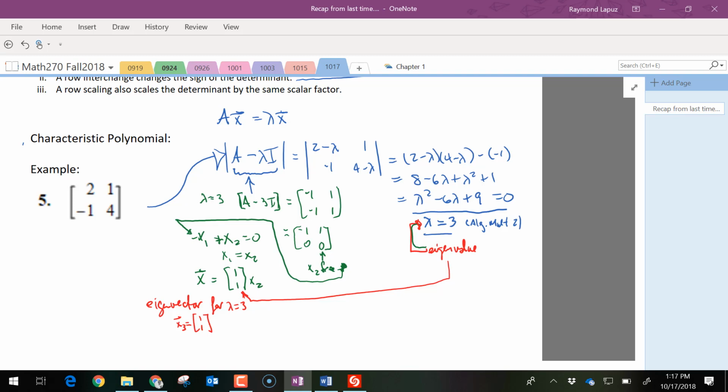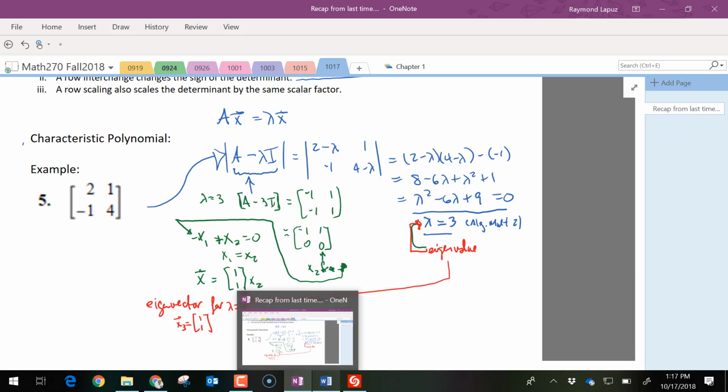I had a cool visual for eigenvectors, but I don't know if I can find it easily. I think we wasted enough time with my computer, so let's move on.